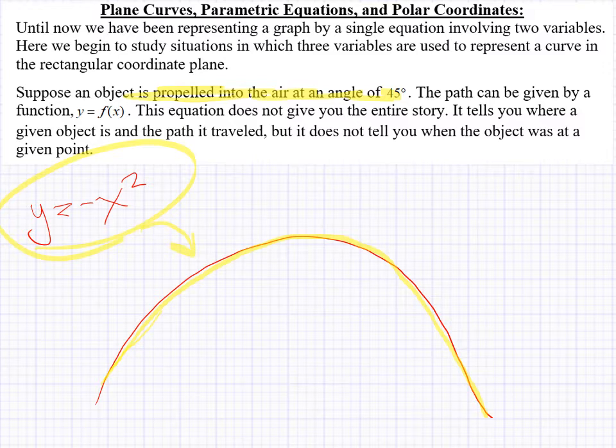When we're looking at a particular situation like this, say an object propelled in the air or a baseball thrown in the air, this tells us the path that the ball traveled on. So it basically looks at what happened after the fact. It says, okay, this happened, and this describes what happened.